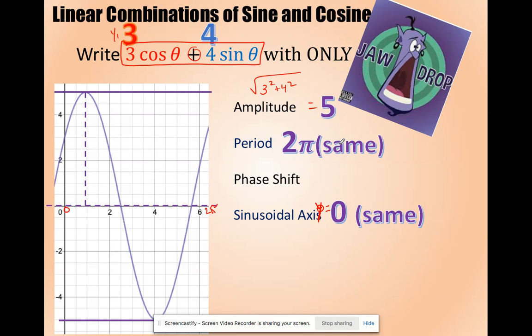Now, what about my phase shift? Phase shift depends upon what I want to write. What was my goal? I want to write a cosine equation for this. I have the period, I have the sinusoidal axis, I have the amplitude. Where is the phase shift if my goal is to draw a cosine graph? If I focus on this x-intercept, that's a phase shift if I want to write a sine. I don't want to write a sine, I want to write a cosine. What's the phase shift?